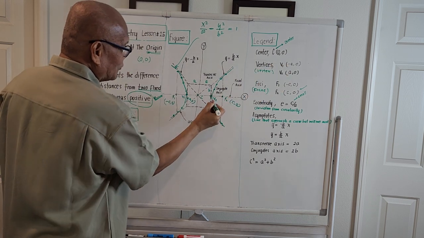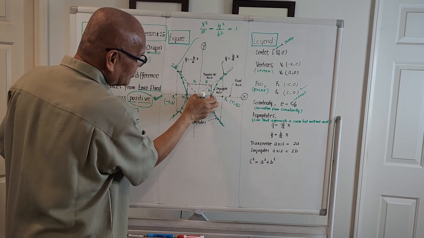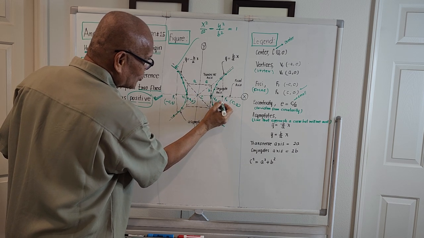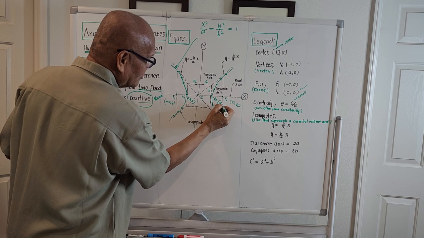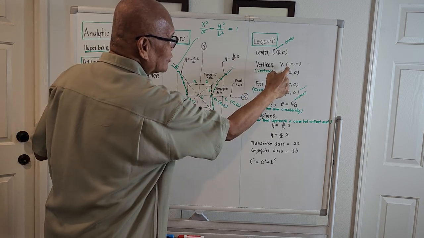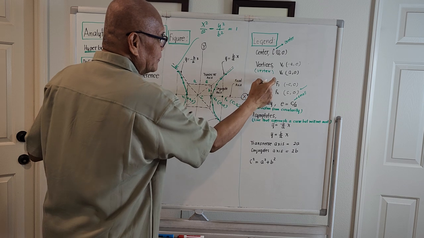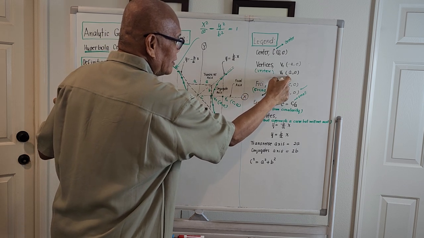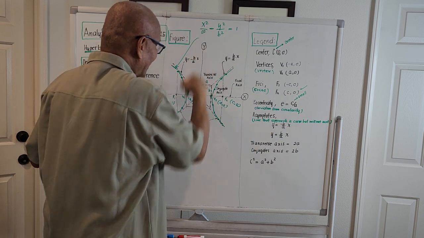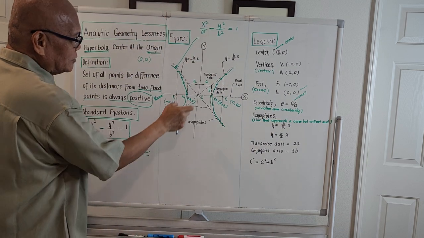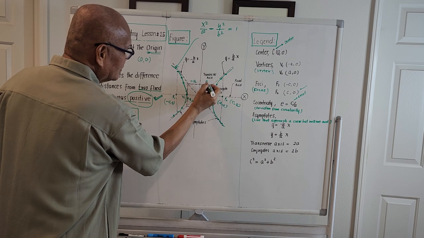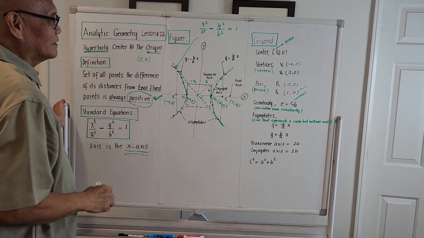And for vertex number 2, this distance here is the same as this one. So the coordinates will be positive a and 0. I will repeat it. Vertex number 1 will be at the location negative a and 0. Vertex number 2 will be at the location positive a and 0. Positive because it is to the right of the y-axis. This is negative a, this is positive a.